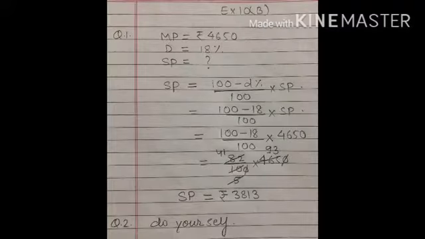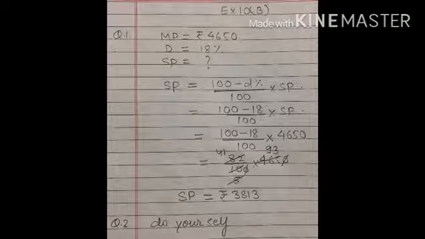Now let us start exercise 10b. Question number one. The marked price of a water cooler is 4650 and the shopkeeper offers an off-season discount of 18% on it. Find its selling price. See, the marked price is 4650. Discount is equal to 18%. So we have to calculate the selling price. You can use the formula: selling price is equal to (100 minus discount percent) upon 100 multiplied by MP. Then this is (100 minus 18) upon 100 into 4650.